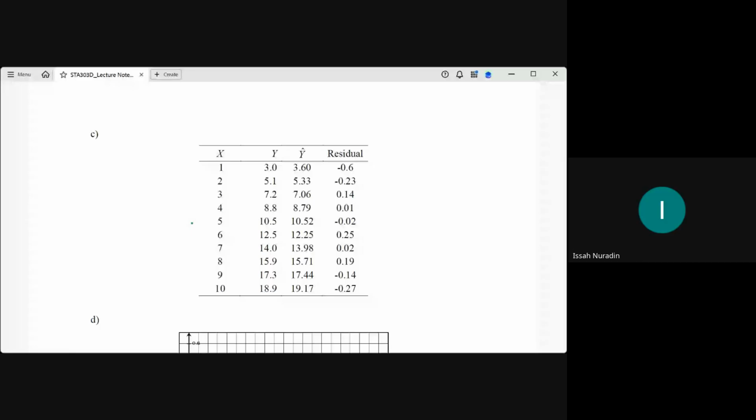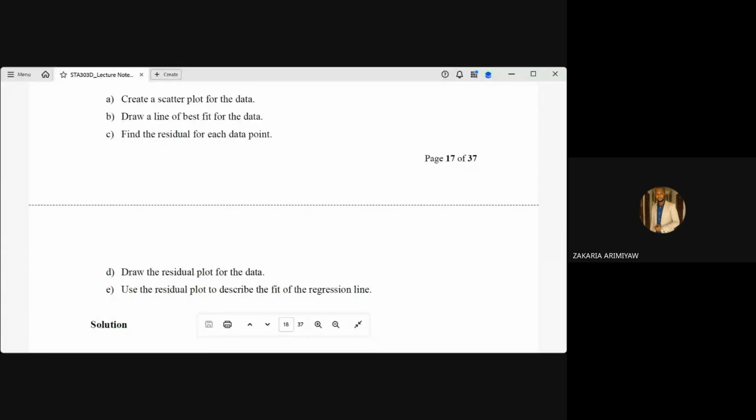Your screen is off again. Oh. Check your network. It just went off again. Okay, now your screen is on. So let me reshare it. I'll stop sharing and share it again. Can you see now? Okay.